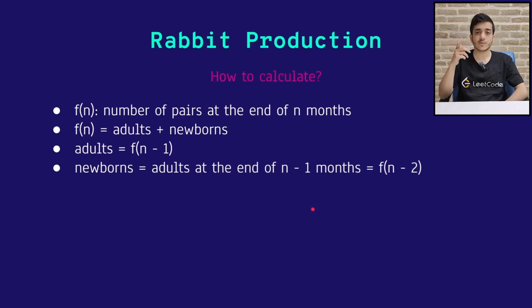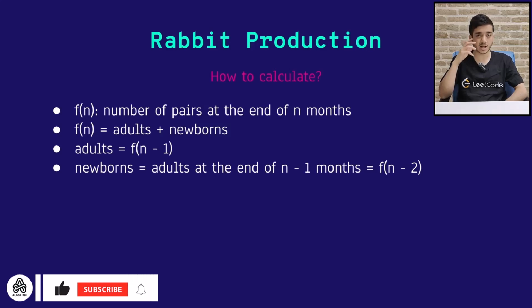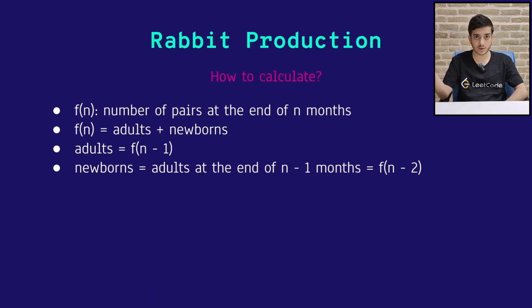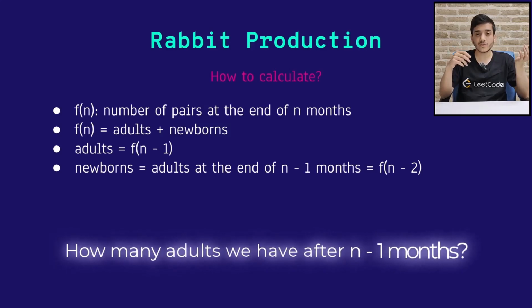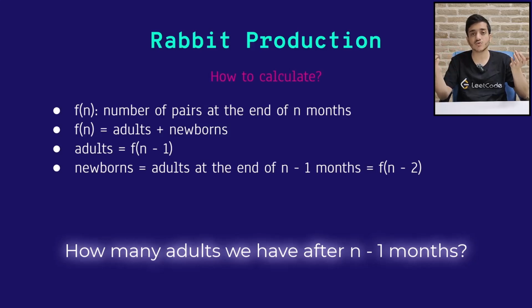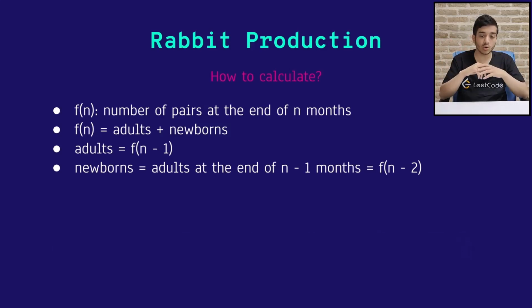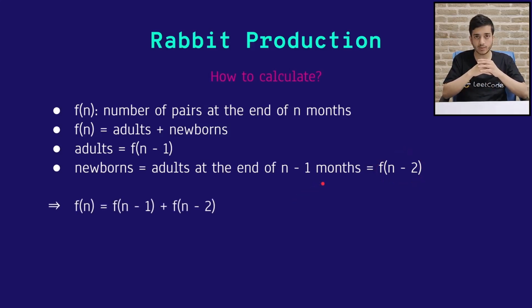For counting newborns, we need to first count how many adults we have. So from the adults at the end of the n-1 months, for each of them, we will see a new pair of newborns, right? So now, answer me, how many adults do we have after n-1 months? It's equal to Fn-2. So we lead to the following formula: Fn is equal to Fn-1 plus Fn-2.